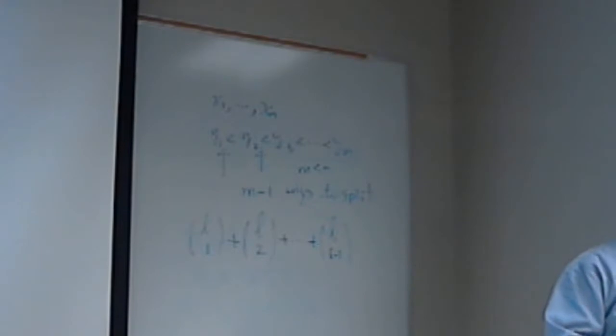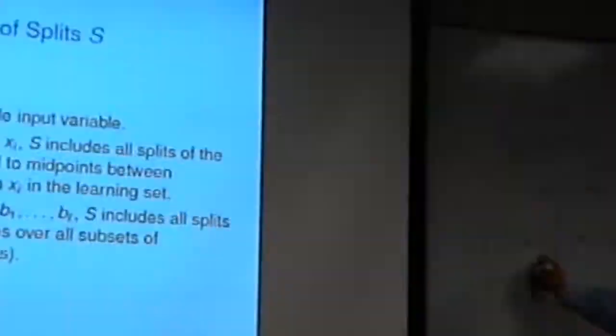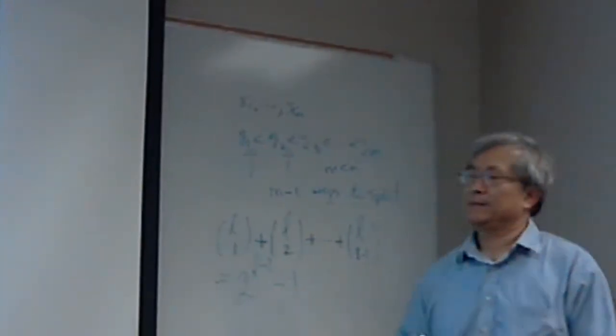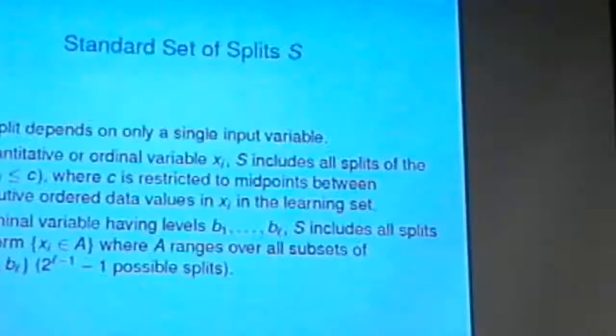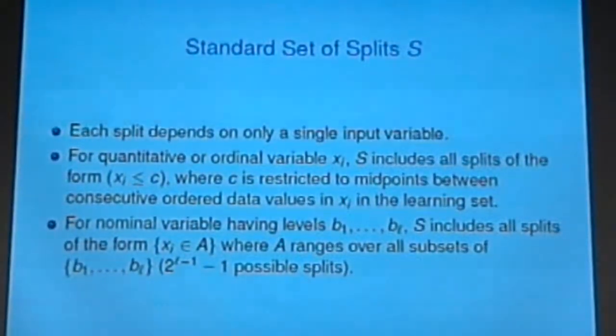So for nominal variables, you have this many possible splits. So you really need some good algorithm to handle this nominal data, especially when you have a huge number of levels in nominal data. That's very hard to do. Some kind of algorithm is required to do that split.